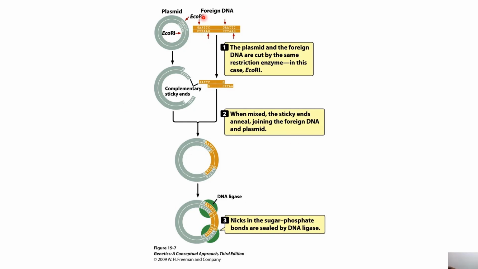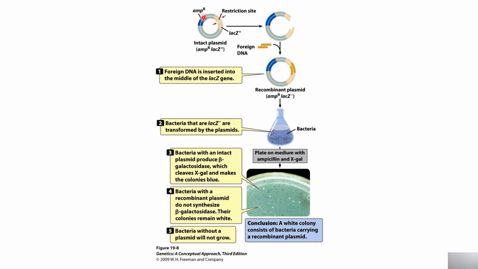So basically cloning means you have to insert a foreign piece of DNA of your choice into the plasmid, which will then be inserted into the bacterial cells, and then the bacterial cells will amplify, also amplifying the plasmid in question. So the plasmid and the foreign DNA are cut by the same restriction enzyme, in this case EcoRI, and when mixed, the sticky ends will anneal, joining the foreign DNA and plasmid, and nicks in the sugar-phosphate bonds are sealed by DNA ligase.